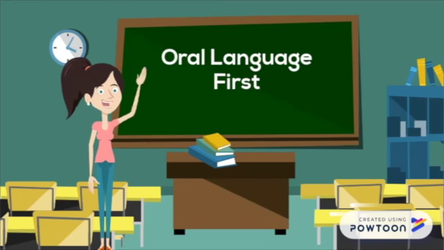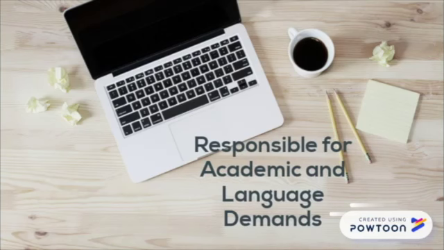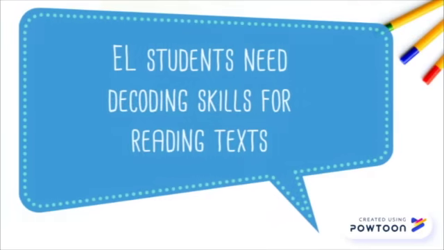According to research, English language learners develop oral language first and academic language second. Emergent bilinguals need to develop a second discourse when they begin to interact with English speakers. English language learners are responsible for the academic and language demands in all their classes. ESL teachers need to make sure to teach their EL students different types of decoding skills for reading different texts.